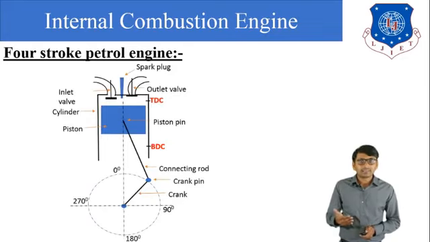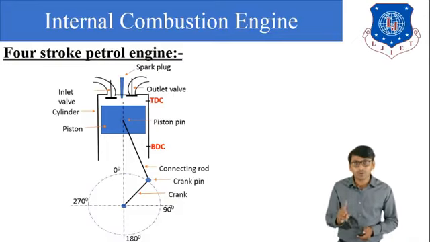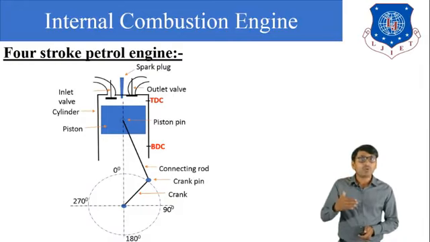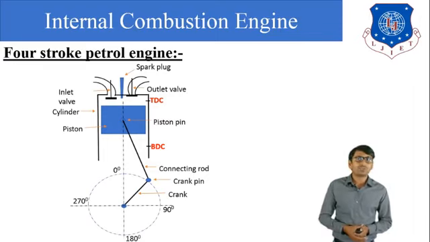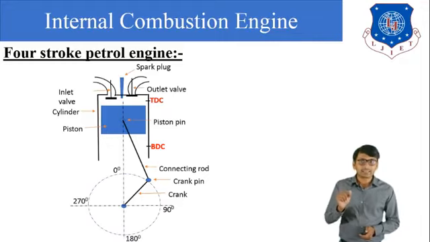Now we discuss an important topic, the 4-stroke petrol engine. It is called the 4-stroke SI engine. What do you mean by SI? Spark ignition, and it is also known as the 4-stroke auto engine. This is the diagram of a 4-stroke petrol engine. In this diagram there is an inlet valve, outlet valve, piston, piston pin, connecting rod, crank, crank pin, etc.